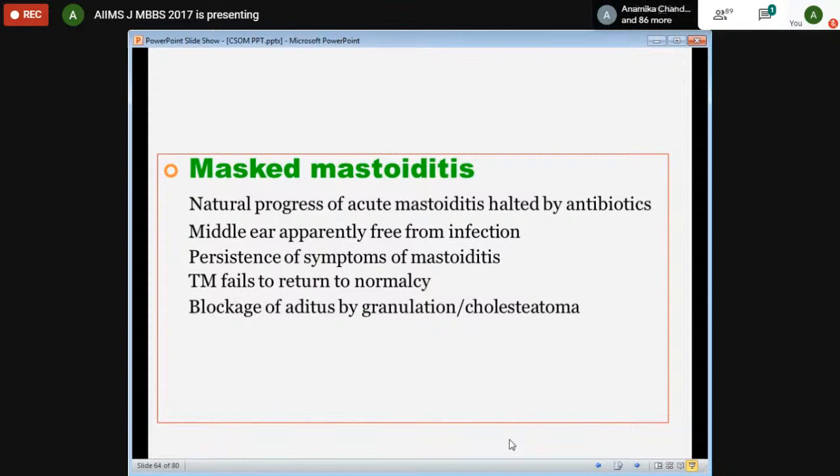What is masked mastoiditis? Sometimes you treat the patient, but the patient is not treated enough. So there will not be typical acute coalescent mastoiditis, but the patient is not fully treated. This is masked. The patient has symptoms, but they are not very high. Basically, we see that the middle ear is fine, but there is persistence of symptoms of mastoiditis, like slight fever, pain all the time, and hearing loss. The TM will be there, but it is not normal, because there is a blockage of the aditus by granulation and cholesteatoma. So we need to treat this case as well as possible. It may lead to complications later on.